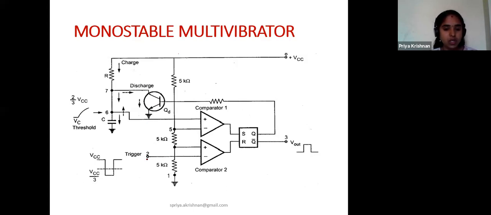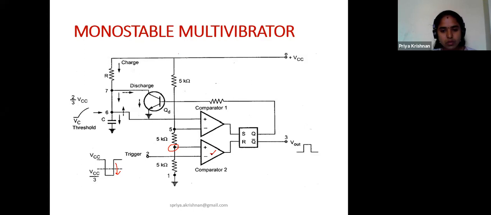Now we know that pin 2 is the trigger point. So I apply a trigger now, and this trigger voltage will be compared with the voltage present at this point. We know the voltage here is 1 by 3 VCC. We discussed that in the pin diagram of the timer IC, 1 by 3 VCC. So I apply the trigger here, and whenever the trigger voltage goes less than 1 by 3 VCC, this comparator goes to on state.